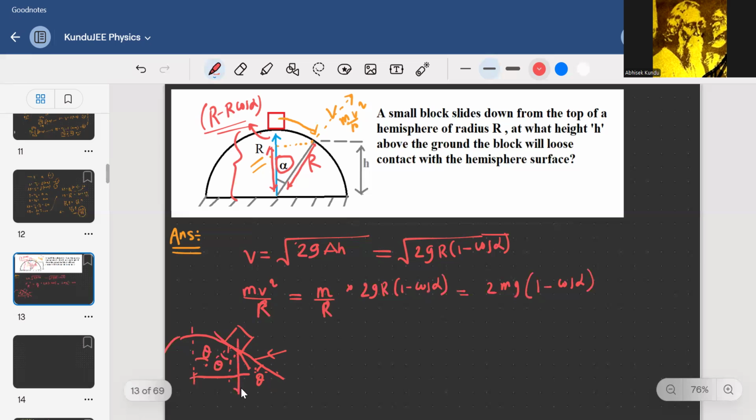So mg is acting directly downward. Now the component of mg along this imaginary inclined plane in this direction is mg sin theta. This direction is mg cos theta. The block is getting a normal reaction from the surface radially outward, and another force is acting on the body, that is the centrifugal force Fc. Now, what is the equation of motion in the radial direction? N is acting radially outward and Fc is also acting radially outward, and that is equal to mg cos theta.